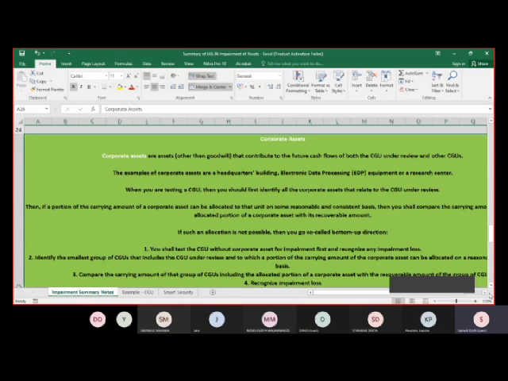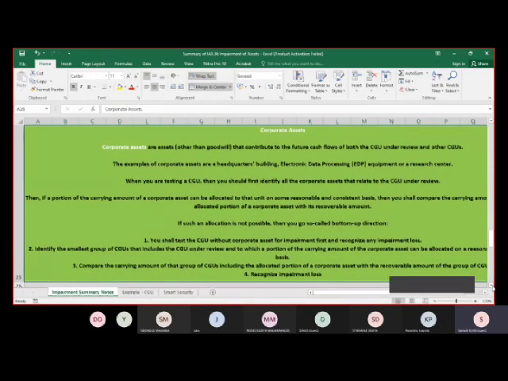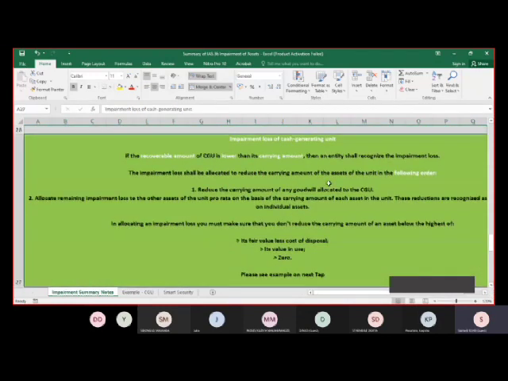So these are corporate assets. Normally you'll see them in exam conditions. They will throw in some bit of corporate asset there. Then the expectation will be that you will include them in the CGU when you impair.